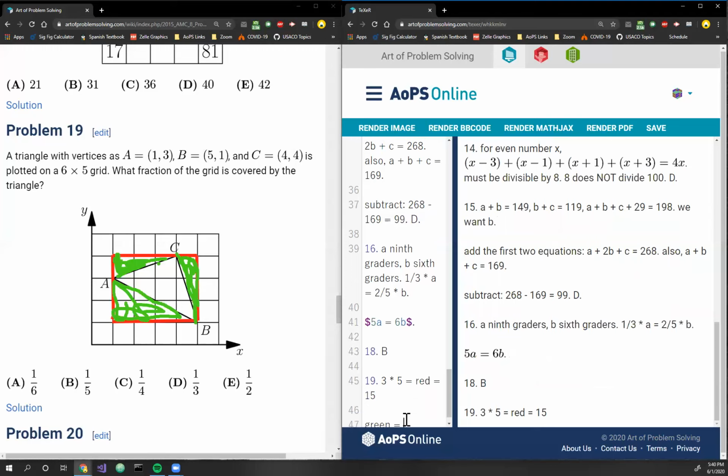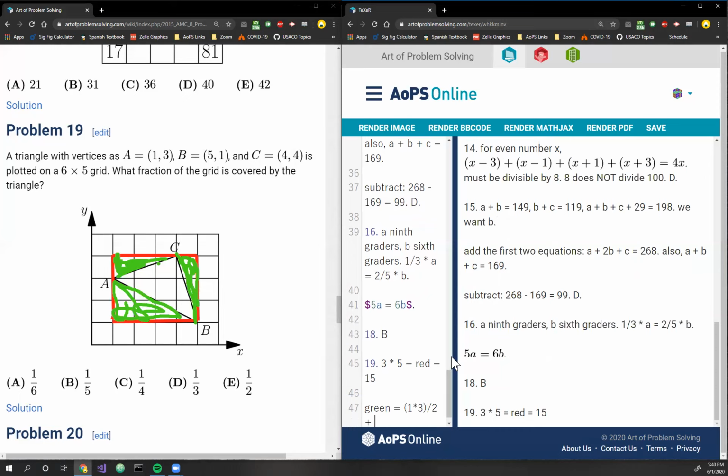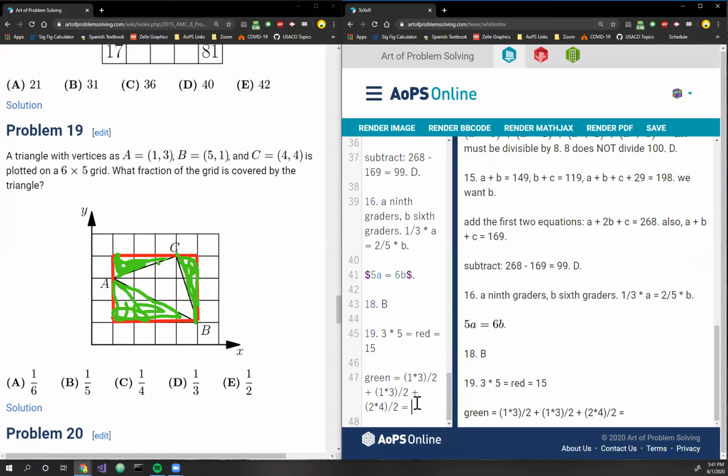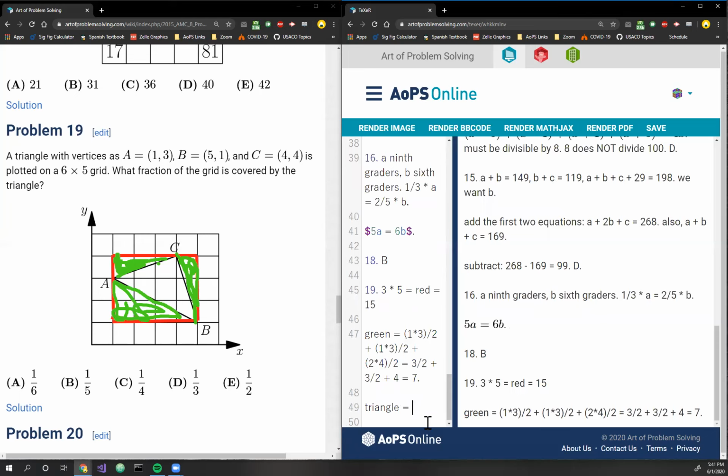Then green, well, let's just add them together using the area formula. So we just apply the area formula a few times. And this is 3 over 2 plus 3 over 2 plus 4, which is 7. That means the triangle is, oh shoot, did I mess up again? 1, 2, 3. Wait, actually, the red is 12. So red is 12. Wait, that means I still messed up.